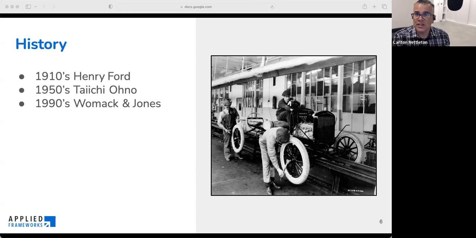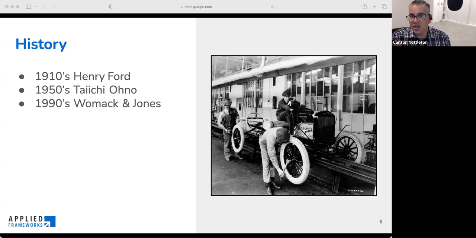And what Ford did is he documented the sequence of these steps as the items moved through the assembly line in what we would call today a value stream, right? So way back in the early 1910s, early part of the 20th century, the initial idea of a value stream was created.